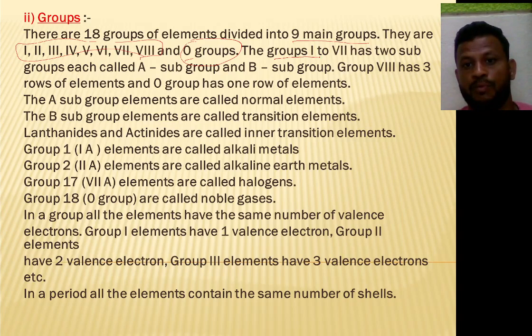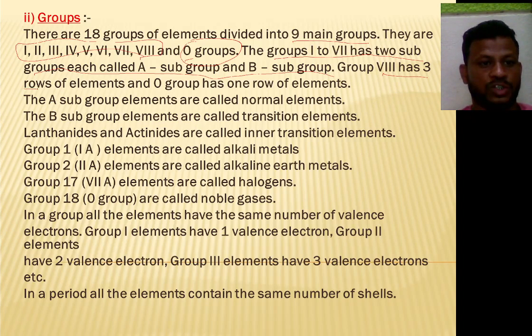Groups 1 to 7 have 2 subgroups. How many subgroups? A subgroup and B subgroup. Which groups? 1 to 7. And group 8 has 3 rows of elements, and the 0 group has only 1 row of elements. Look here, what are the A subgroups? What are the B subgroups?